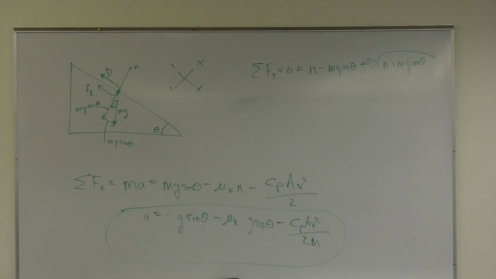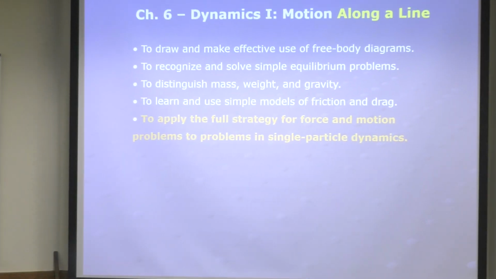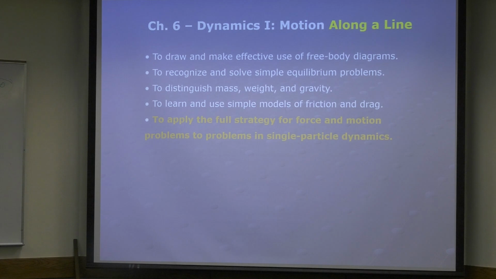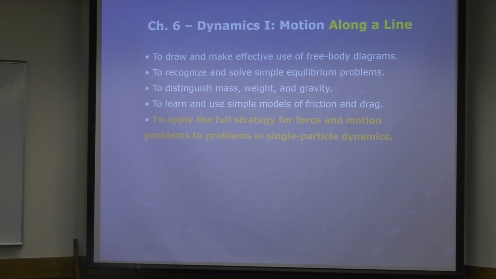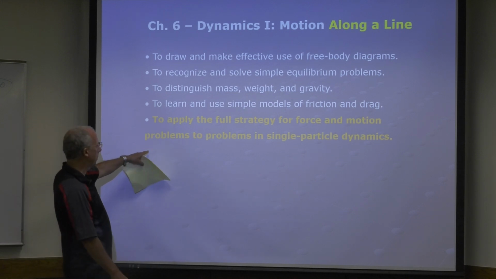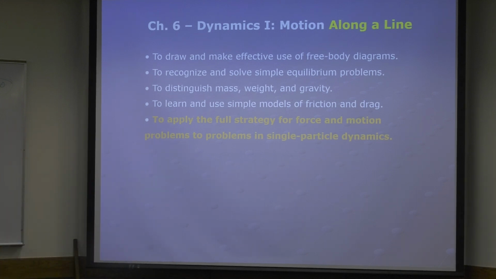Okay. So let's review. We draw and make effective use of free body diagrams. We learned how to draw the free body diagram in Chapter 5. Now we use them. Recognize and solve simple equilibrium problems. We distinguish between mass, weight, and gravity. We learned and we used the models of friction and drag. And the last one, we applied the full strategy for force and motion problems to problems in single particle dynamics.